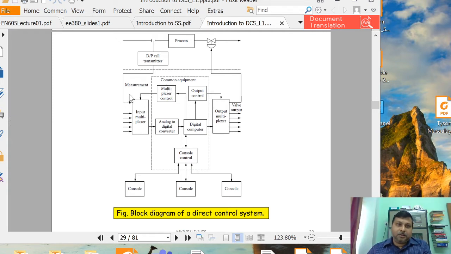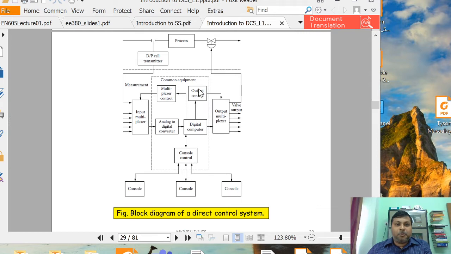Okay, so now this measured value is going to the analog to digital converter, and now the digital form of this measurement data is going to the digital computer. When it is going to the digital computer, this digital computer is acting as a controller. Based on this data and the algorithm written inside the computer, it is going to calculate the control action.